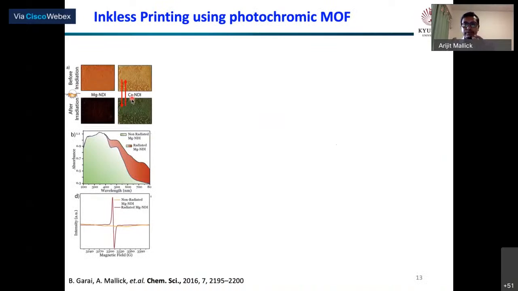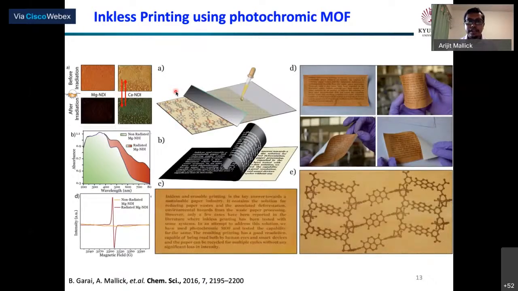So as I told you before, if we put this material in sunlight, it generates radical. How we understand from the EPR measurement, we get the peak of single electron. So the NDI radical generates, and it gives the distinct color change. And we use this technique to do inkless printing using this photochromic MOF. So I'll describe it very nicely.